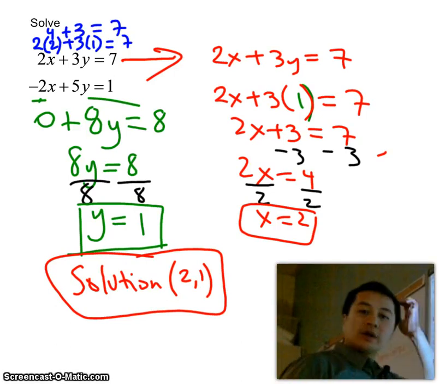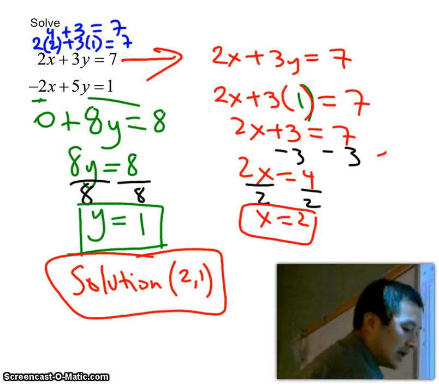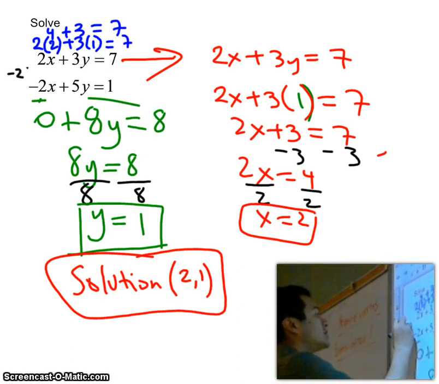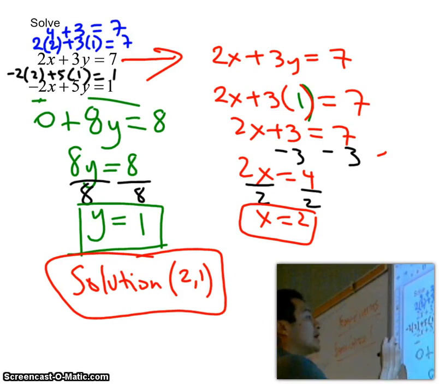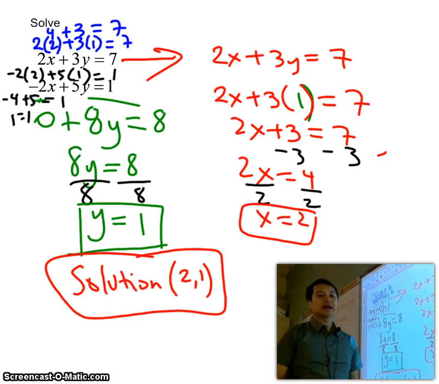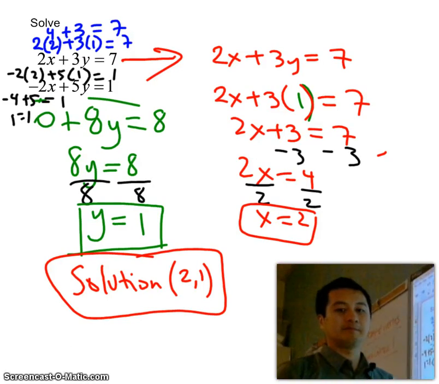Now we have to do the other equation. Not just one, both equations. Take a look at the second equation. Negative 2 times x is 2, plus 5 times 1 equals 1. 2 times negative 2 is negative 4 plus 5 equals 1. 1 equals 1. That is also correct. Therefore, this is the answer for both lines.